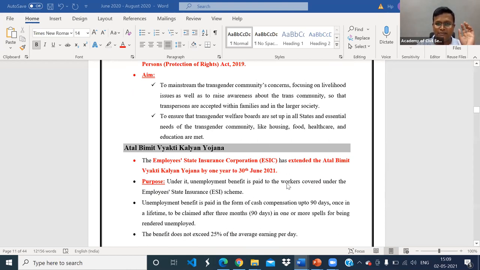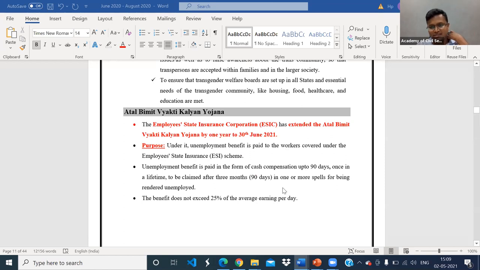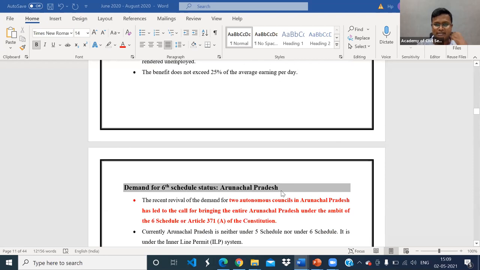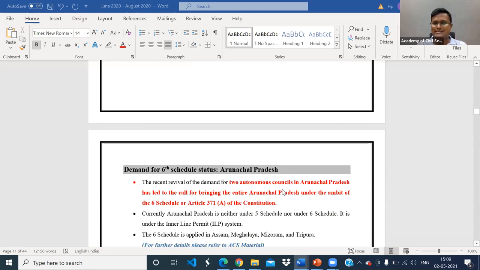And Atal Bimit Vyakti Kalyan Yojana. That also we have discussed. It is an Employees' State Insurance Corporation program for giving insurance to all the employees who lost their job during the COVID-19 situation. Demand for sixth schedule status in Arunachal Pradesh.